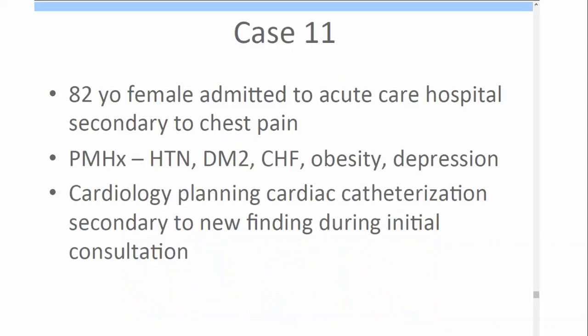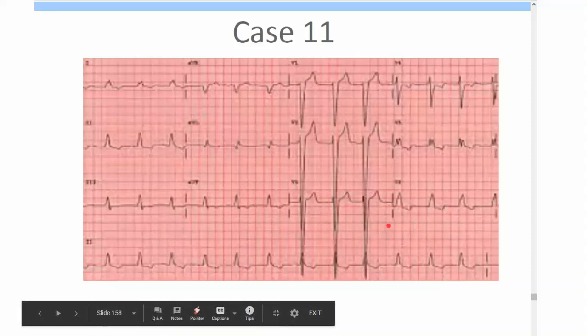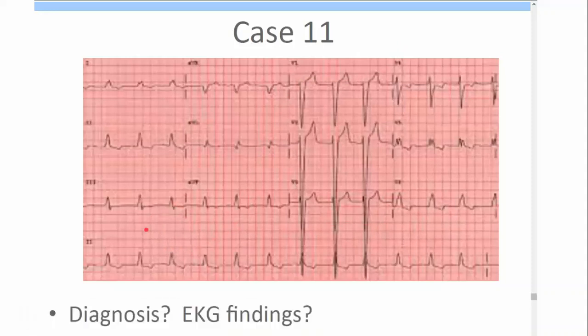Case number 11. An 82-year-old female is admitted to acute care hospital due to chest pain. Past history: hypertension, diabetes, CHF, obesity, depression. Whole bunch of stuff. Cardiology is planning a cardiac catheterization due to a new finding during the initial consultation. So, chest pain. What's going on? Here's the EKG. All right, we're looking around. It looks regular. Hard to know if I'm seeing P waves. This is kind of a lousy EKG. But I'm seeing QRSs.